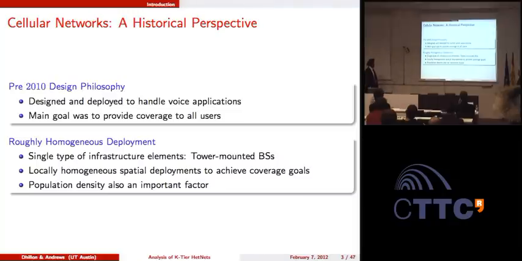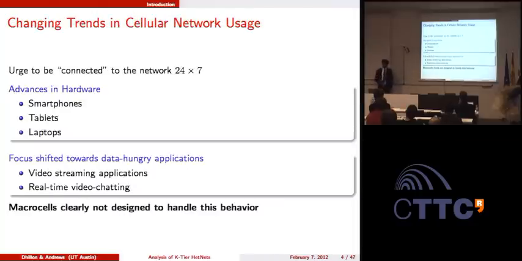And then the deployments were also based on population density, as I said. So this led to the networks not really being challenging. You could come up with a simple model and analyze them. That's what we have been doing so far.